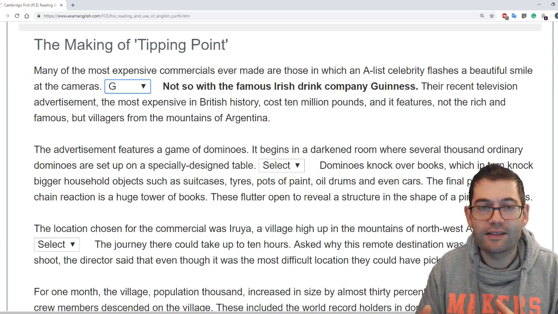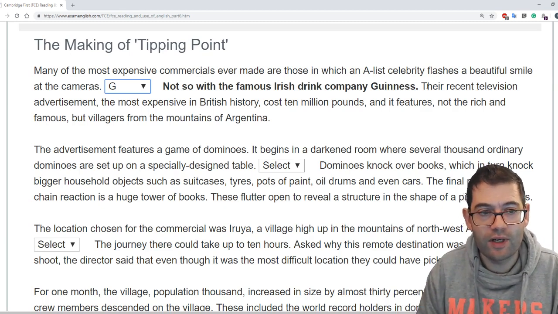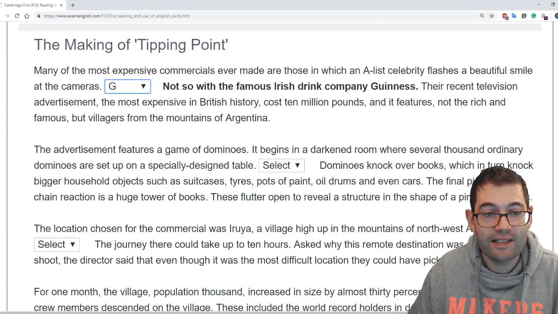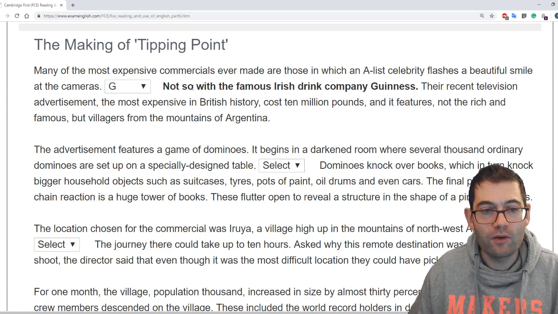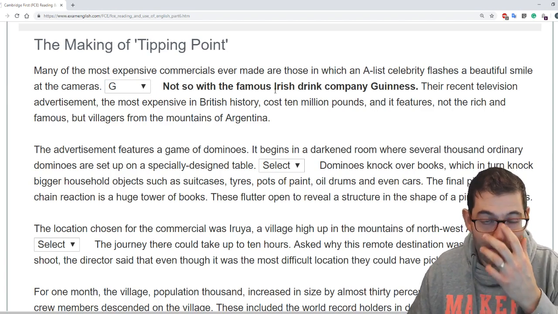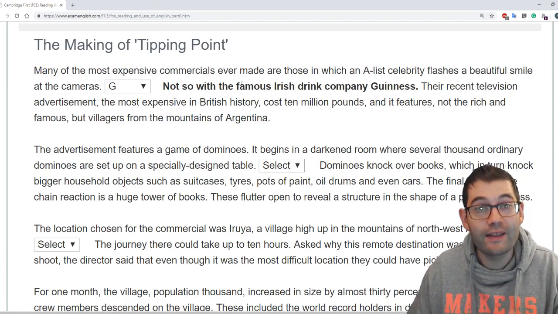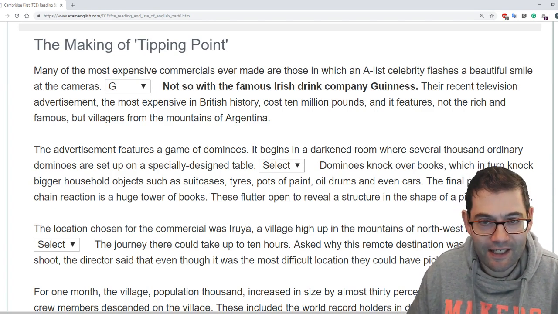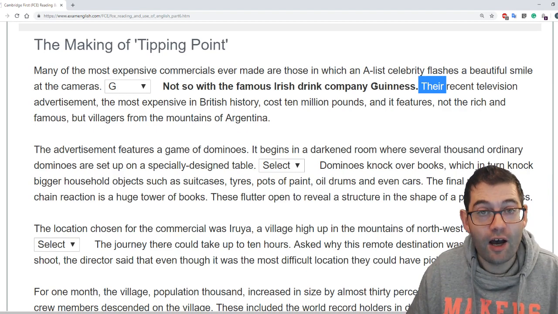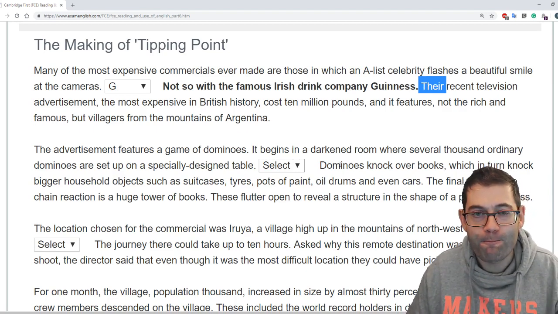So we need an answer that gives us our contrast, and G gives us our contrast, specifically as it says, not so. So not that it's full of A-list celebrities who look beautiful, but rather that they've gone and done something different. And of course, there refers back to the Irish drink company Guinness. So a clear vocabulary link there.